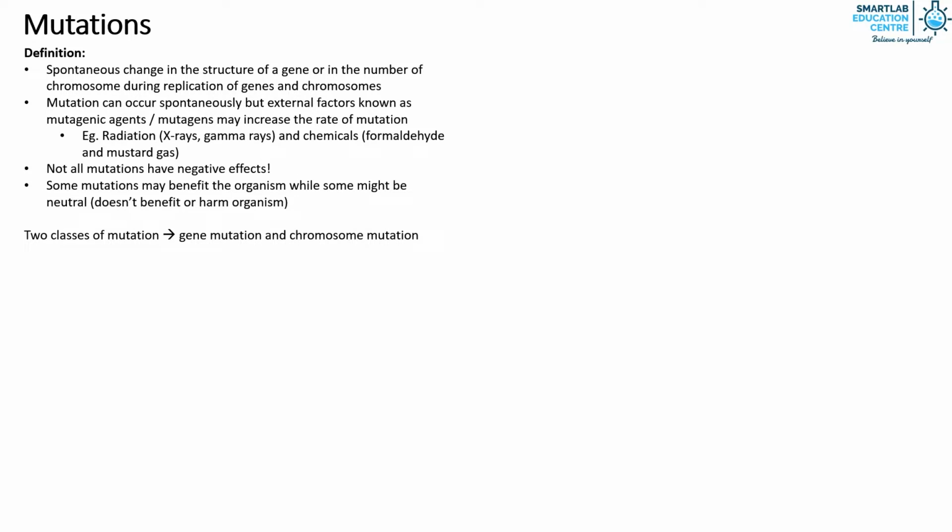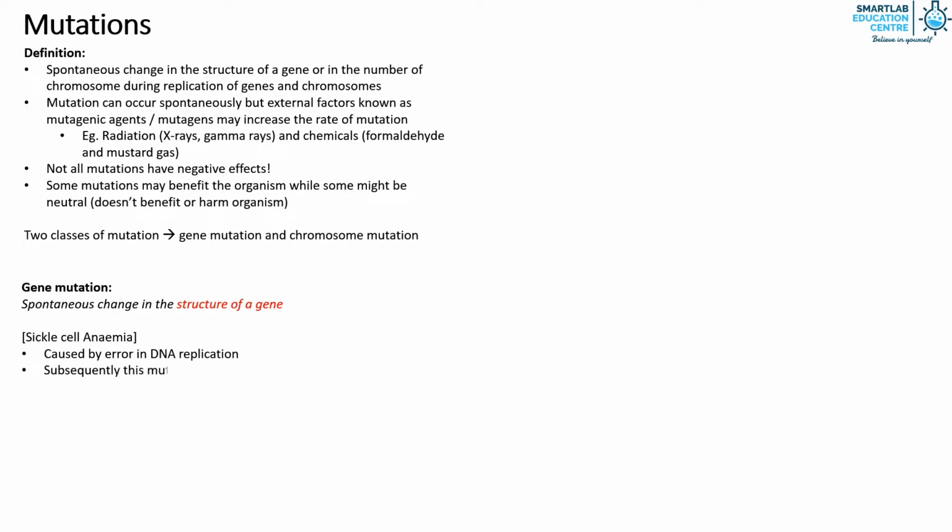First, let's take a look at gene mutation. Gene mutation is the spontaneous change in the structure of a gene. We will use sickle cell anemia as a case study for gene mutation. Sickle cell anemia is caused by an error in DNA replication. Subsequently, this mutated sequence ends up being inherited by the offsprings.